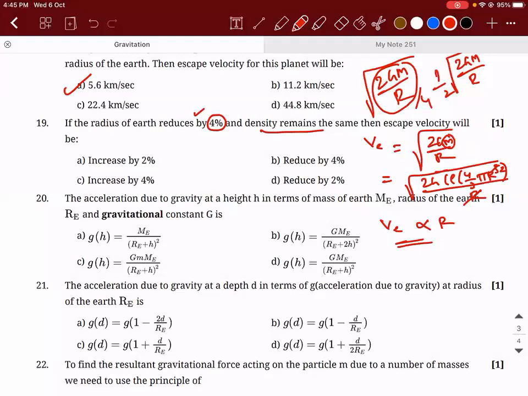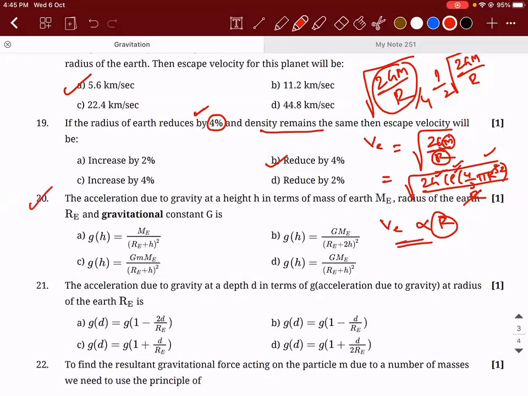Guys, did you understand what I did? Mass is density into volume. The volume is 4/3 pi R cube, but there is an R in the denominator already. So it becomes 4/3 pi R square. So what is square root of R square? It is R. Everything else is same. Capital G is same. Density is same. So it's a constant. So escape velocity is directly proportional to radius. So radius decreases by 4%. So what will happen to the escape velocity? That will also reduce by the same percentage. That's it. You need not solve this problem.